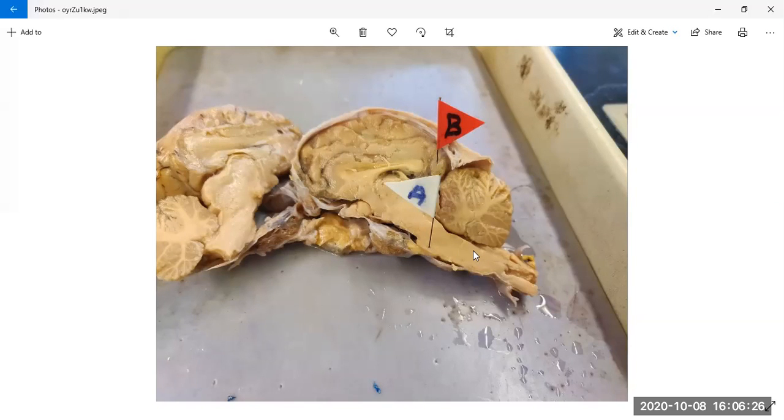So this one is the medulla, and this bumpy structure is the pons, and this one is the cerebellum, and B is showing the occipital lobe.